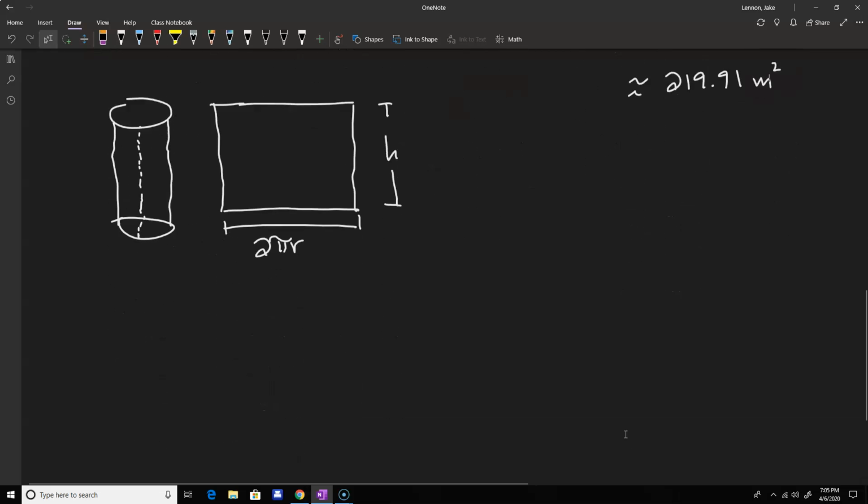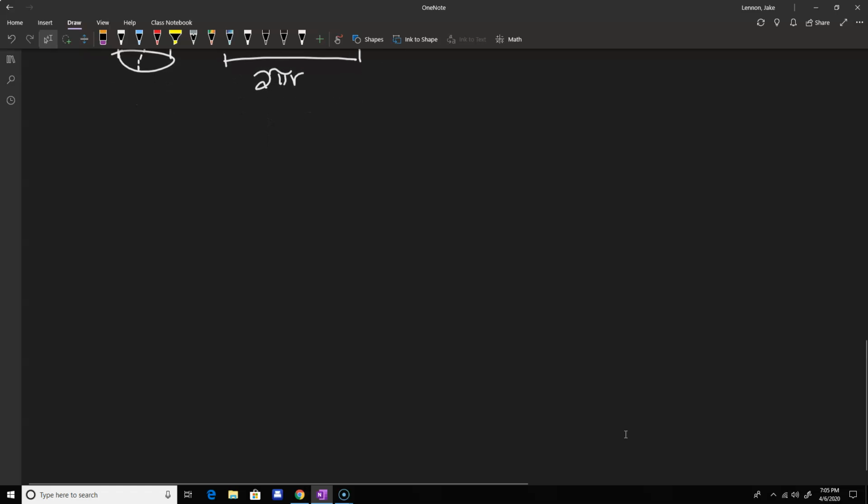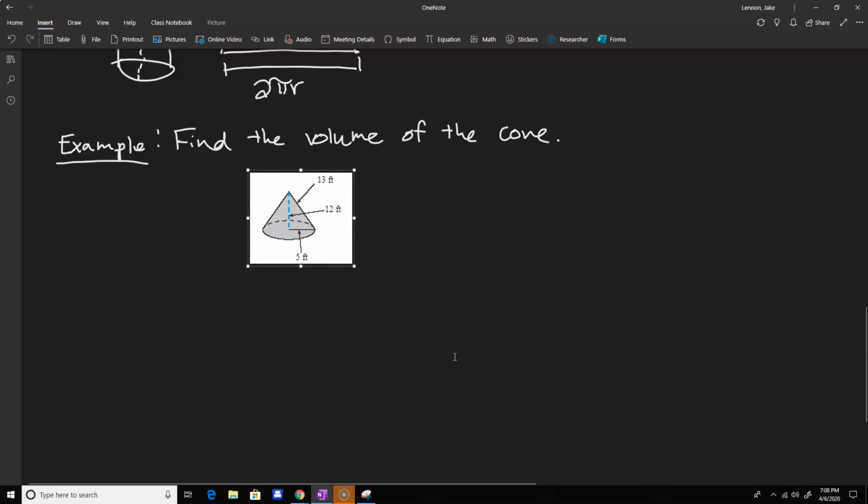Let's go ahead and talk about a cone. So in this next example, we want to find the volume of the cone. So the cone looks like it's going to have a similar formula for the volume as the cylinder. So the things that are going to be important are the height here, which is 12, and the radius of the base, which is 5. 13 is what is known as the slant height, and that does come up, but it comes up if you look at the surface area formula, which we won't be talking about too much.